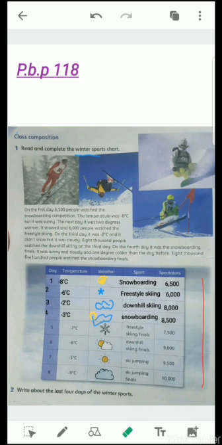So we have the information of day 2, 3, and 4. Day 3, minus 2 degrees Celsius. The weather is cloudy. We have the sport downhill skiing, and the number of the spectators is 8,000. Day number 4, minus 3 degrees Celsius. Sunny and cloudy, snowboarding, and 8,500 spectators. Okay.